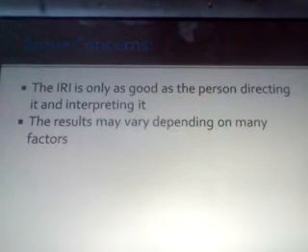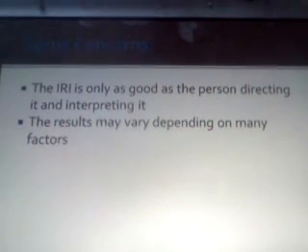Some concerns about the IRI. The IRI is only as good as the person directing it and interpreting it, and also the results may vary depending on many factors, such as environment, the test, and the passages given to it.